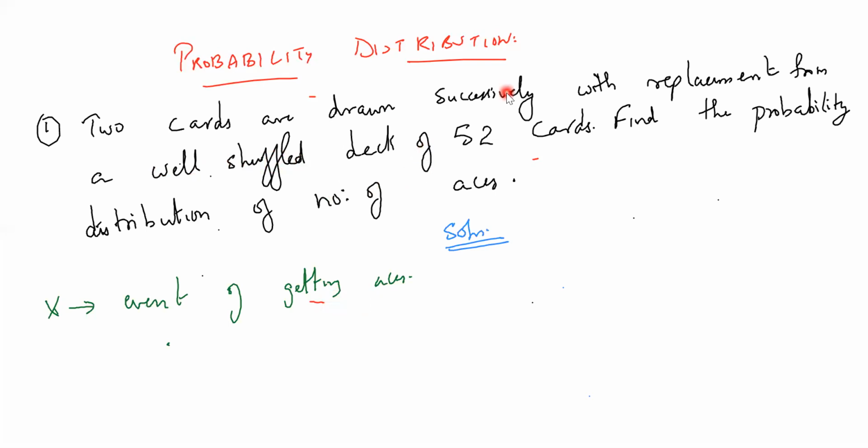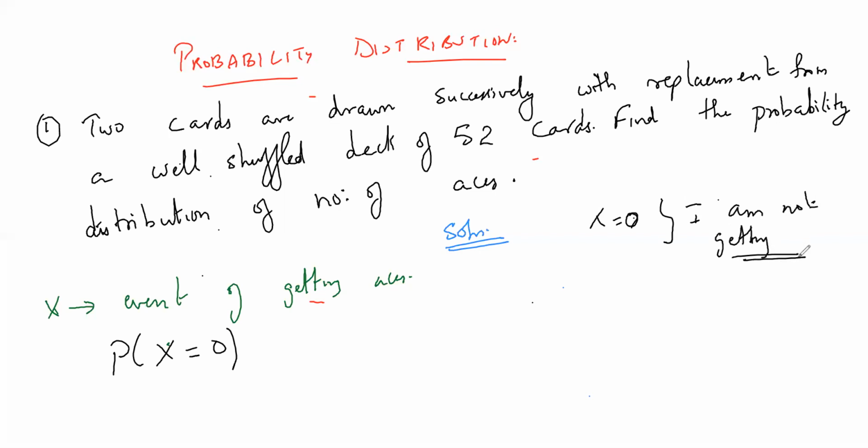How we are playing the card, same way if we are able to do this thing, it's very easy for us to do. So the first case for us, P of X is equal to 0, which means not getting an ace. X is equal to 0 meaning what? I am not getting any ace. In the sense, first time when I'm picking, I'm not getting an ace, second time I'm picking, I'm not getting an ace. How many aces are there in total? There are 4 aces. This we have to know. One ace of spade, then heart, diamond, and the club side.